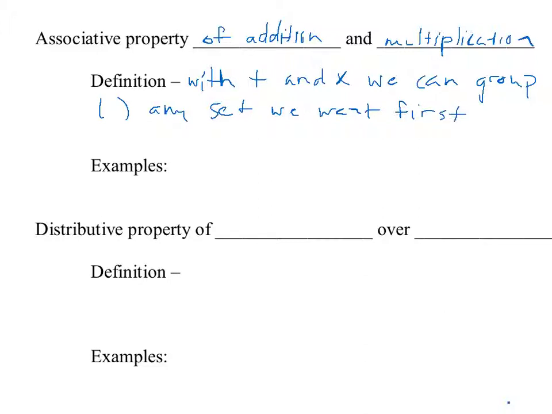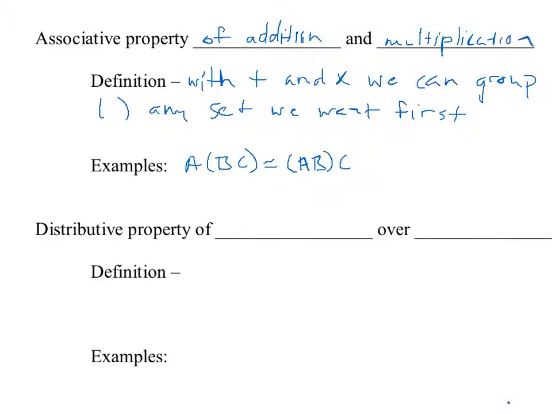So, for example, A parentheses with B, C. That's the same as what? Using associative property, how else could I group those things? Parentheses with A, B, and C outside of it.